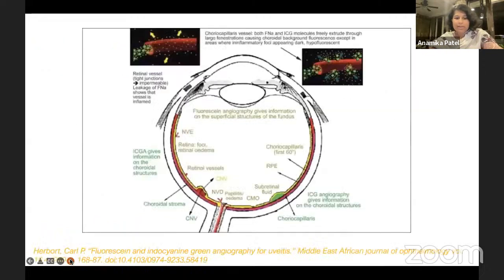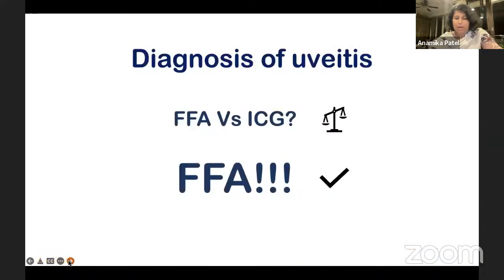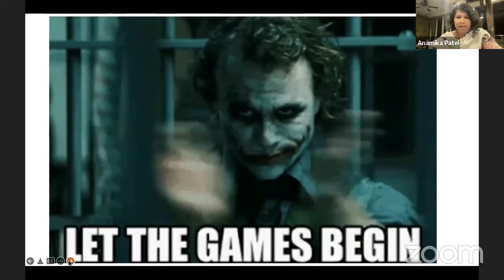You keep on thinking about it, and let me quote Carl Herbert's paper on fluorescein and indocyanine green angiography for uveitis. And I think everybody would agree with me, it's kind of a no-brainer schematic diagram where it beautifully describes how fluorescein gives the information on almost everything, starting from the NVE to retina to retinal vessel, choroidal neovascularization, NVD, subretinal fluid, all of us can read that, and how ICG is solely kind of only near the choroid. So I think I've made my case, but I still have some more time.